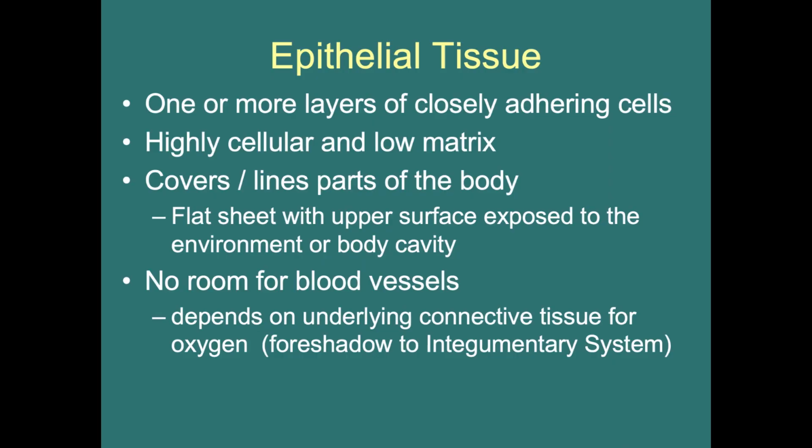Now, epithelial tissue are one or more layers of really, really closely adhering cells. They are very, very cellular, and they have little to no extracellular matrix. Extracellular matrix is sort of the space and the fluid around the cells. If you think of a brick wall, epithelial tissue would be like a wall made up of a bunch of bricks and almost no mortar in between those bricks.